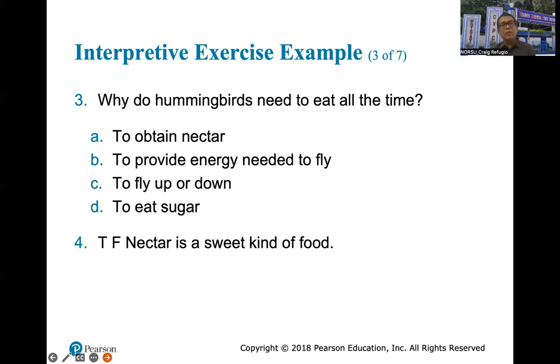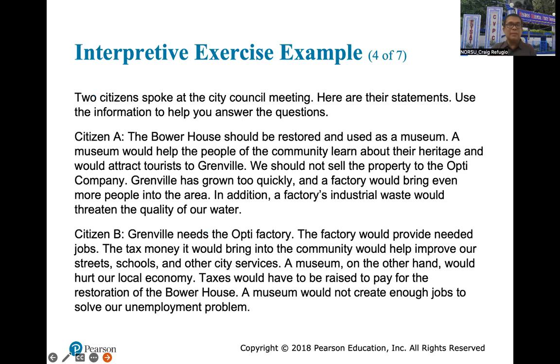Then number three, why do hummingbirds need to eat all the time? Number four, true or false, nectar is a sweet kind of food. So all of these, number three and number four, can be answered through the understanding and comprehension of the first paragraph and the second. So all in all, number one, number two, number three, and number four are questions that follow the story provided. The story is composed of two paragraphs, the first and second. So without understanding of the first and the second paragraph, number one, number two, number three, and number four could not be answered correctly.